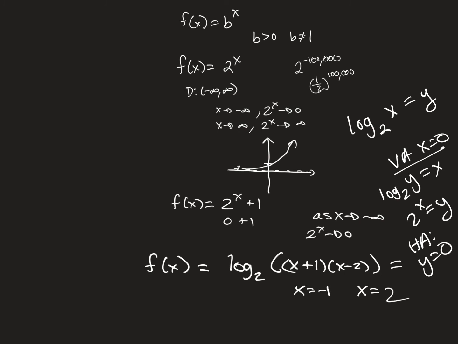So with logs, I find it easier because you're just going to set the inside of the log equal to 0 to find the vertical asymptote. And with the exponential, you're again thinking about end behavior in many respects, plugging in huge values, positive or negative, and seeing if that function is going to approach something.